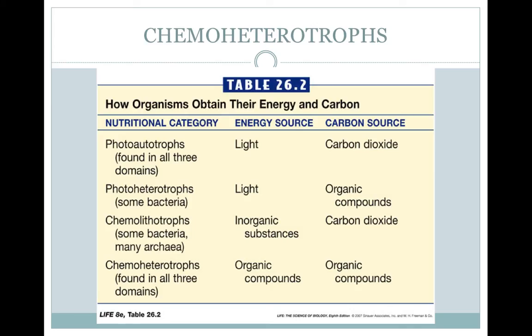Chemoheterotrophs are consumers who get energy and carbon from organic compounds produced by other organisms. These are your normal heterotrophs, and chemoheterotrophs also include all animals and fungi. This is an overall table of the 4 different types of nutritional categories.